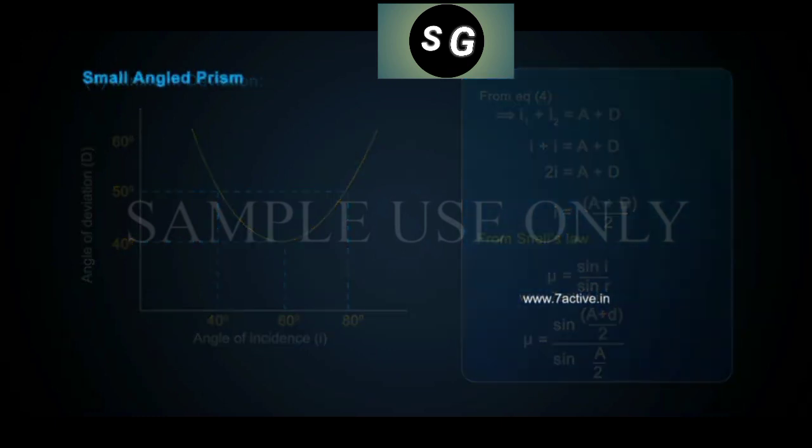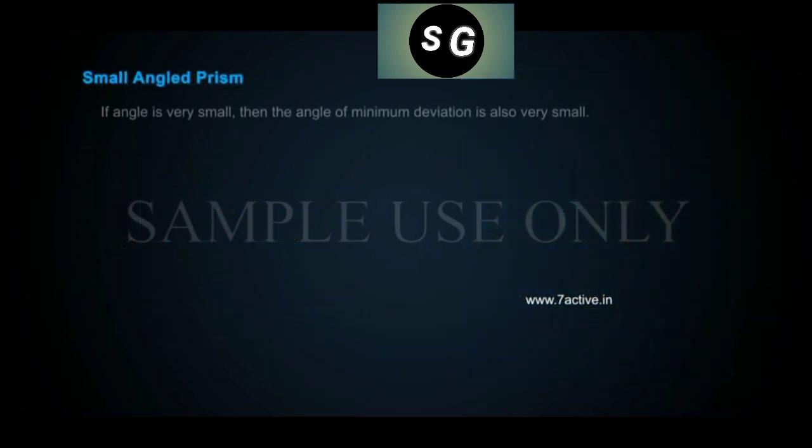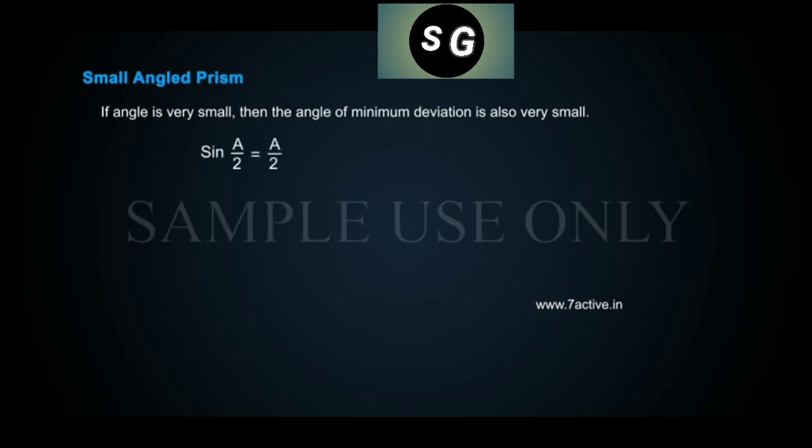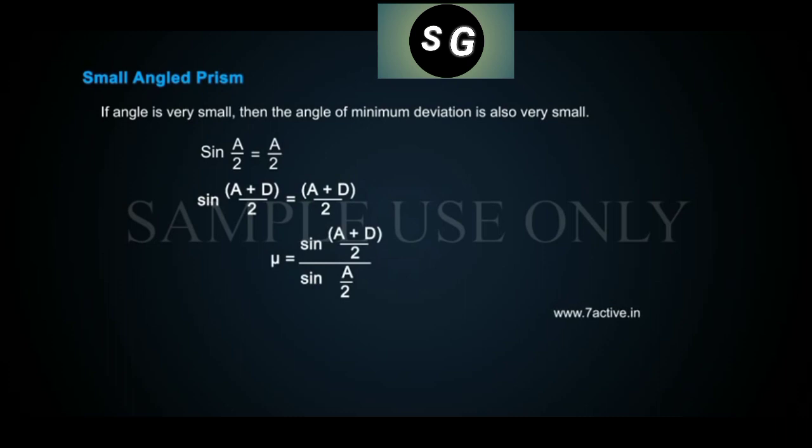Refraction through a small angled prism. If the angle is very small, then the angle of minimum deviation is also very small. So sin(A by 2) is approximately equal to A by 2, and sin((A plus D) by 2) is approximately equal to (A plus D) by 2.